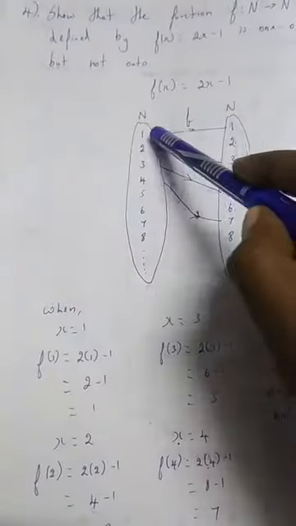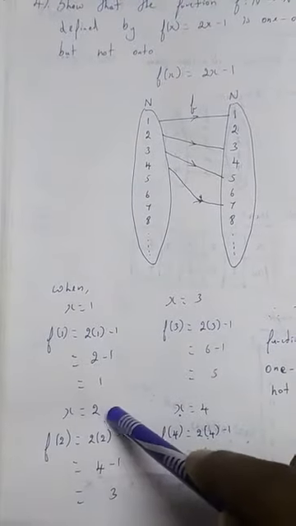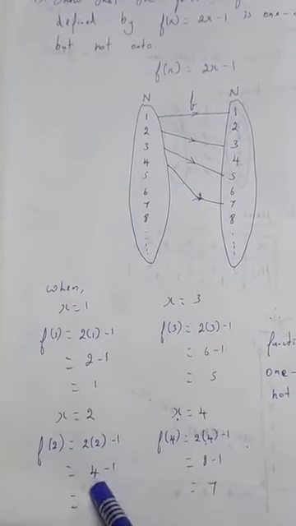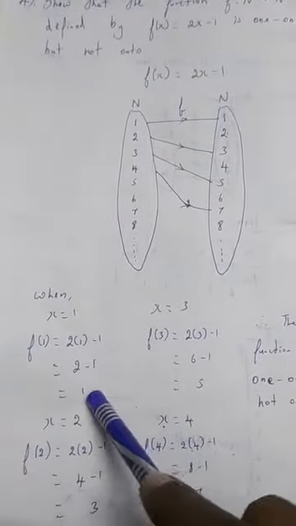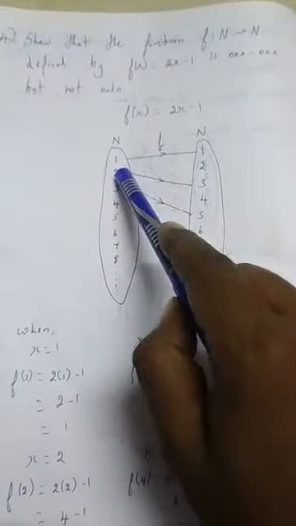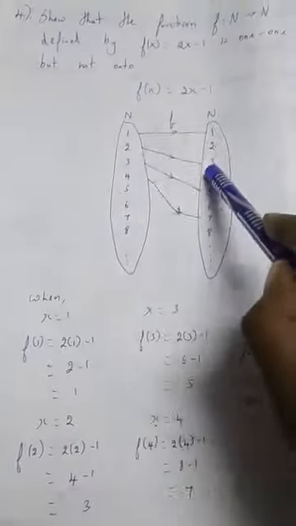And what is the second number? 2. So let's substitute 2. When x is equal to 2, I have to substitute 2 in the place of x in this equation. Therefore, 2 into 2 minus 1. That is f of 2. 2 into 2 is 4 minus 1. What is 4 minus 1? 3. Therefore, when x is equal to 2, y is 3. Which means we have to connect 2 and 3. So connect 2 and 3.